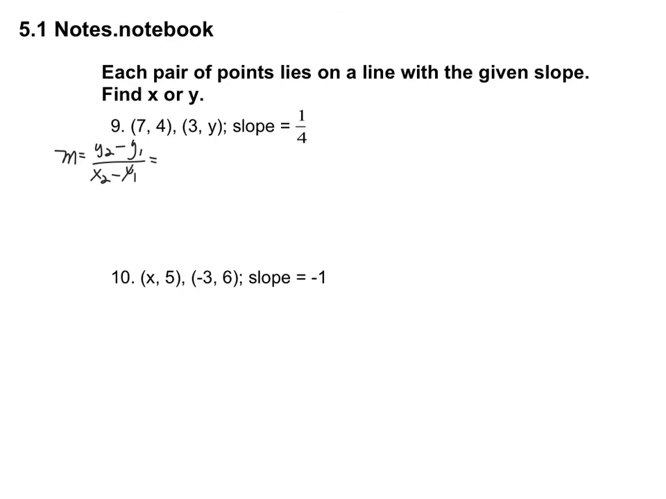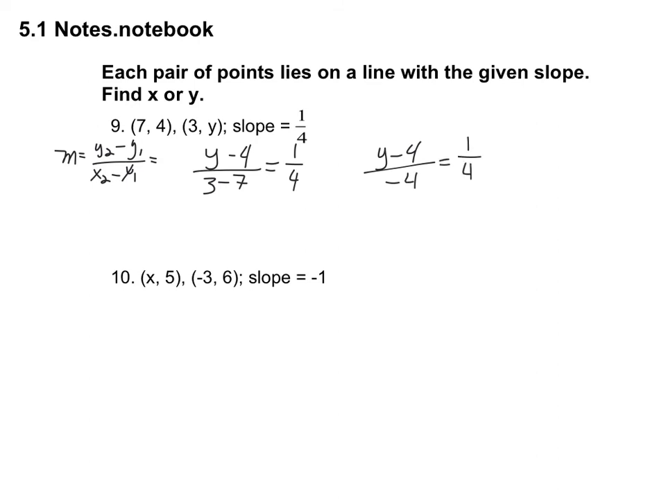Okay? So in this case, we're going to set that up as y minus 4, y2 minus y1, over x2, which is 3, minus 7. And that is going to be equal to 1/4. Now all we have to do is algebraically manipulate this so we know what we have. I'm going to rewrite this over here. I've got y minus 4, and in my denominator, I've got 3 minus 7, which is negative 4, and that is equal to 1/4.